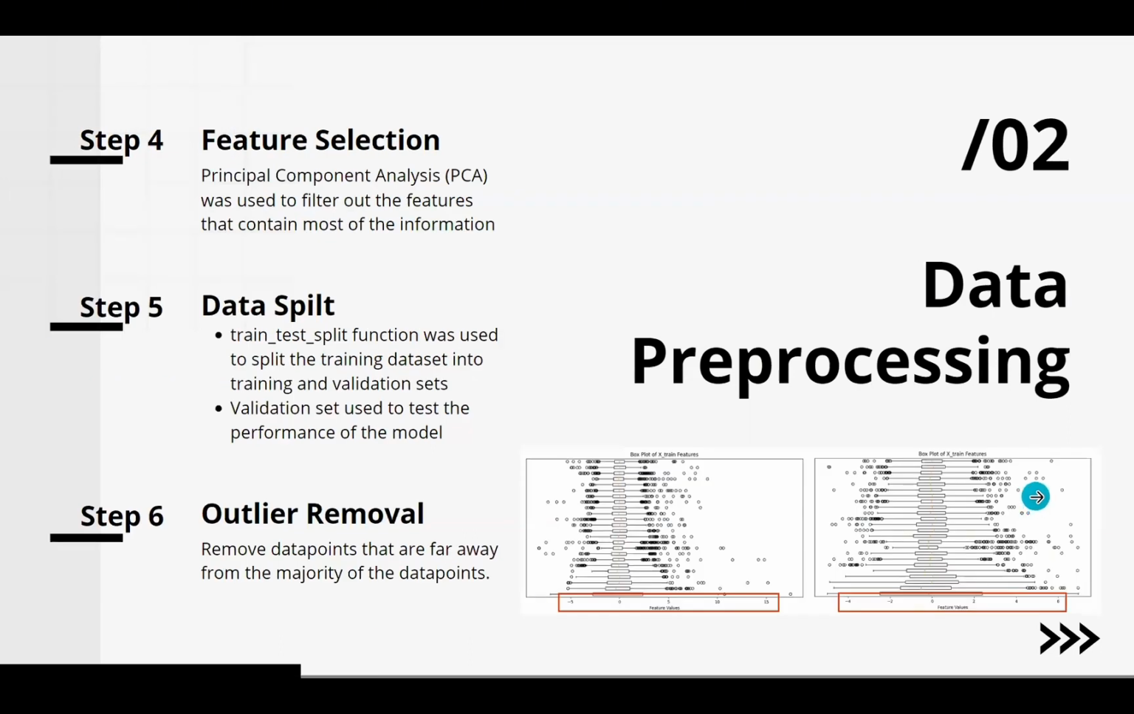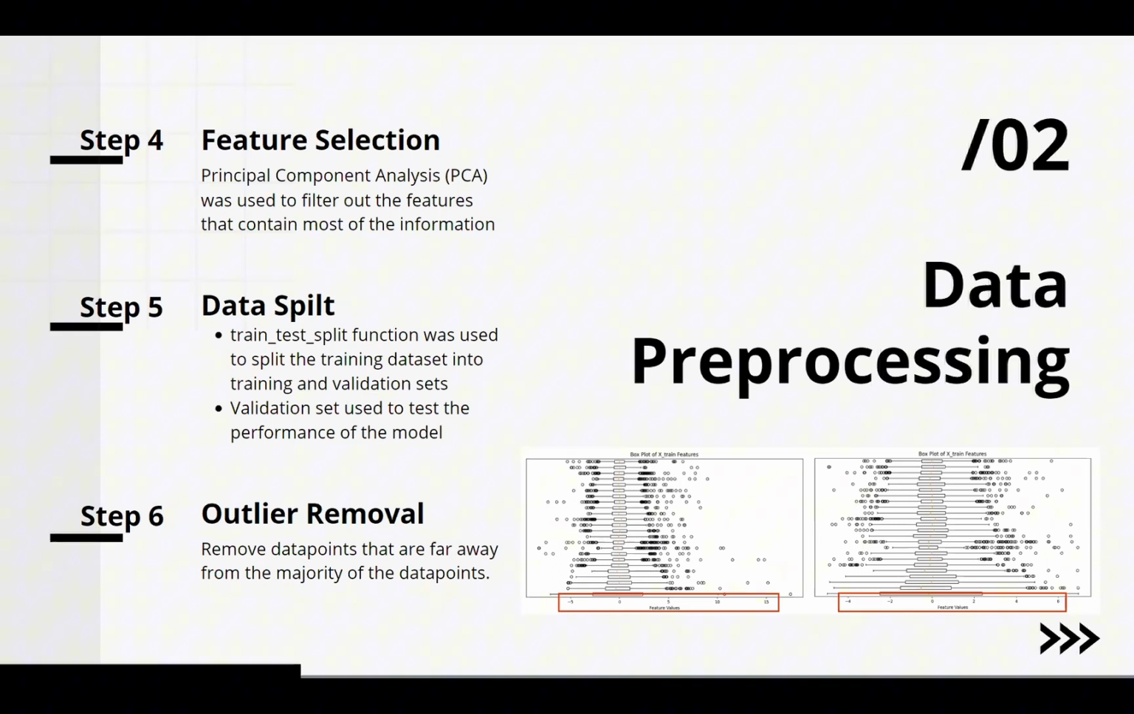Next, we did feature selection. As there are 81 columns, 81 features in our dataset, it's too much for visualization, and we would like to simplify the dataset. Hence, principal component analysis (PCA) was used to filter out the features that contain most of the information while simplifying our model.